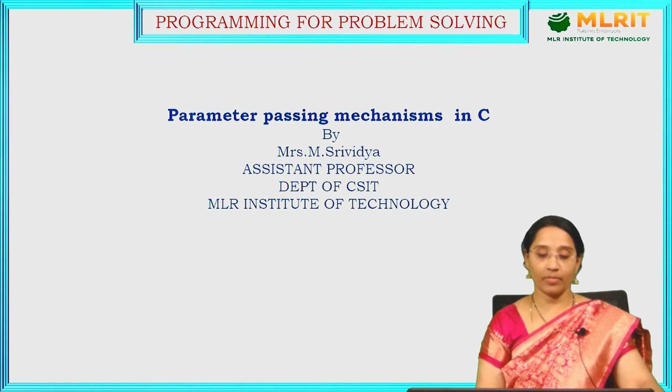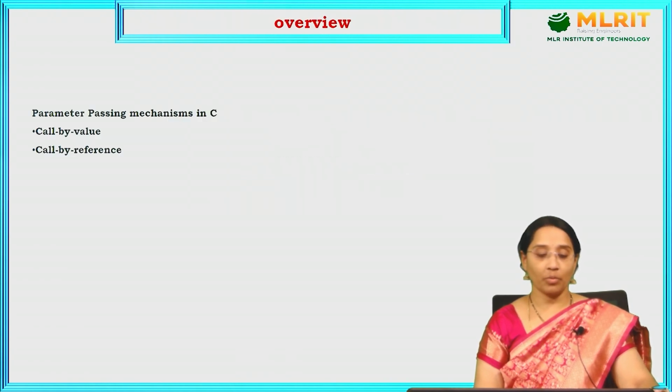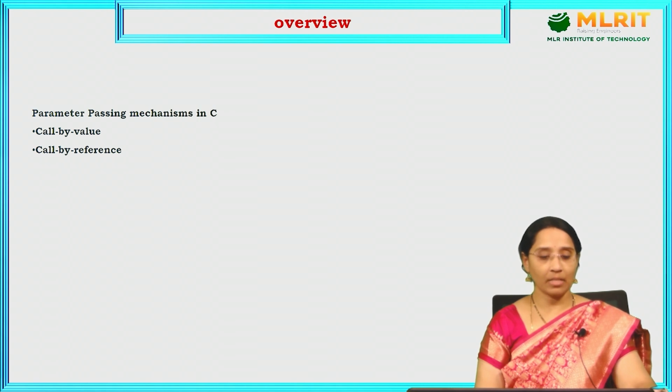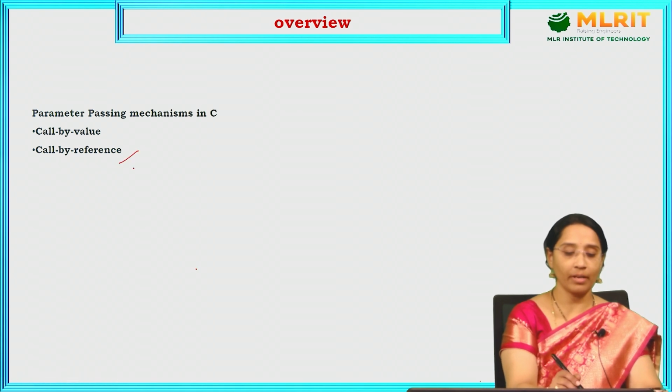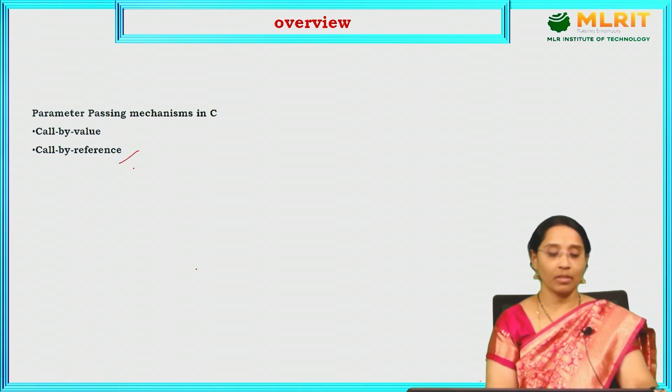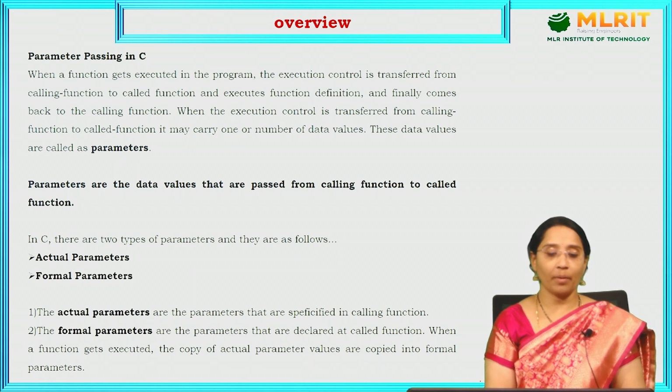In this session, we will see parameter passing mechanisms in C. So, this is the overview of the session: parameter passing mechanisms in C. Here we will discuss call by value and call by reference methods. So, what is call by value and what is call by reference? Parameter passing in C.